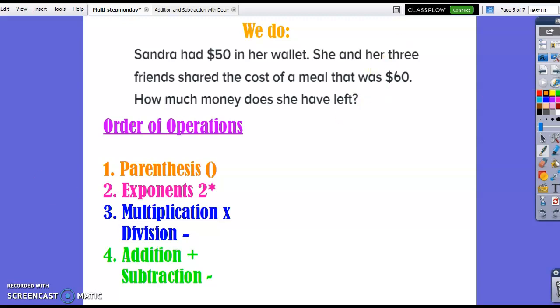So I want you to take a look at this one and write it down as the expression and see if you can go ahead and solve. So pause the video here. Remember, she had $50 in her wallet. She and her 3 friends shared the cost of a meal that was $60. And how much money does she have left? And you can do M for your money left over as your variable.